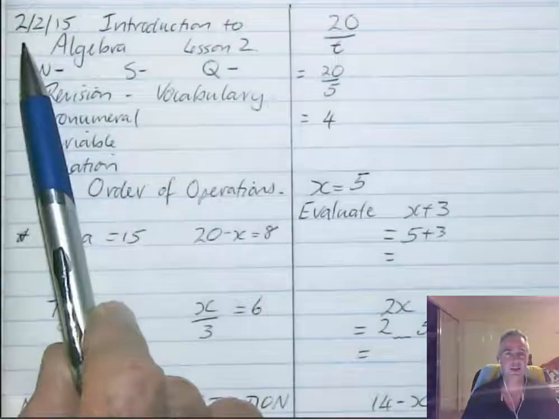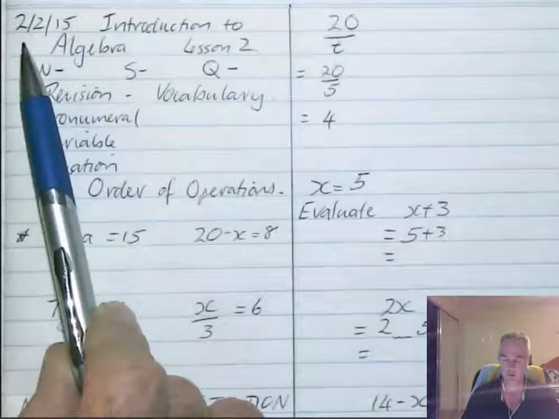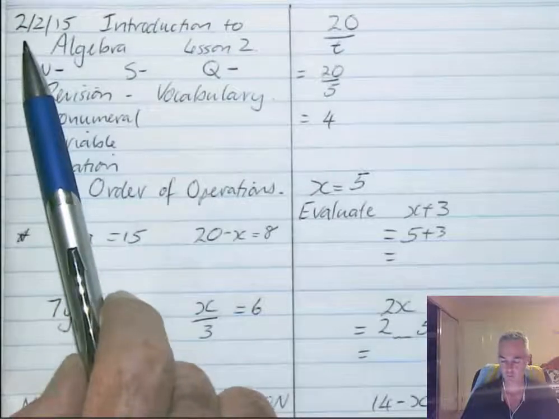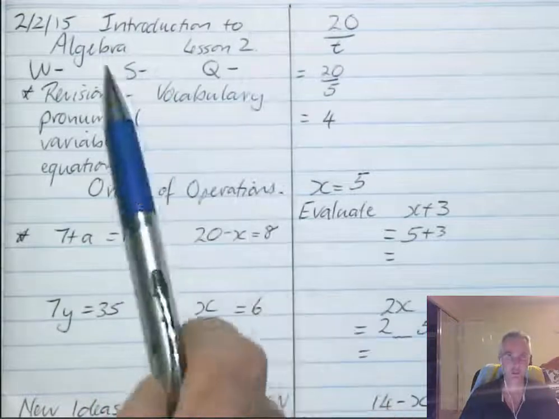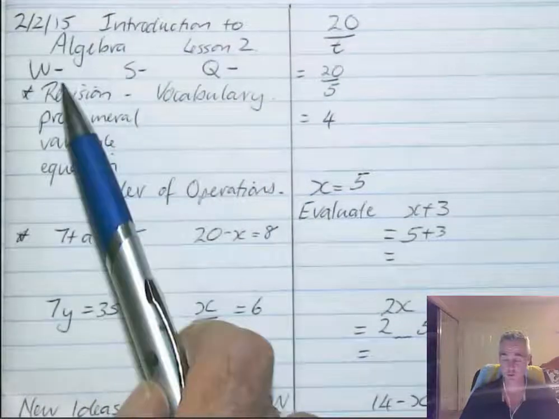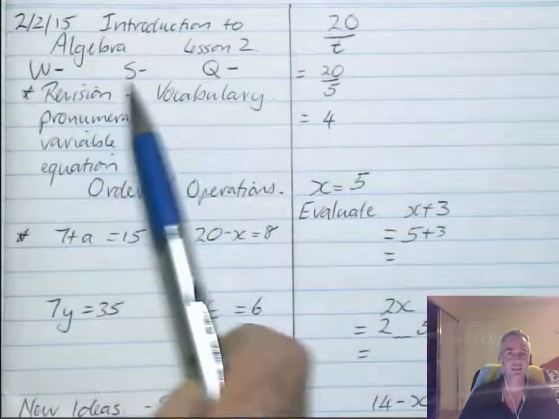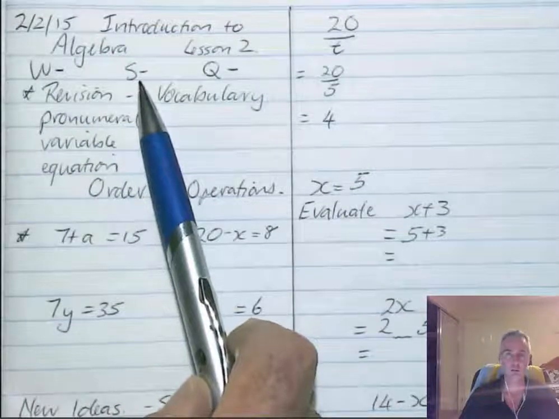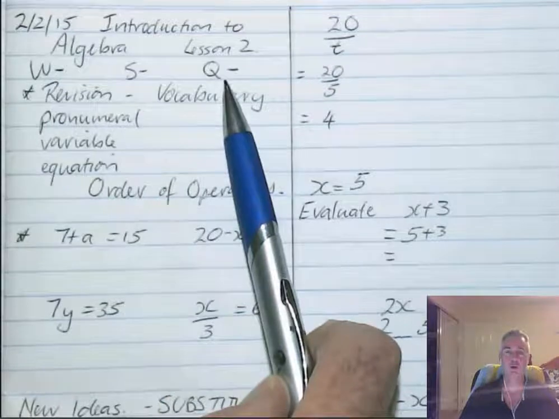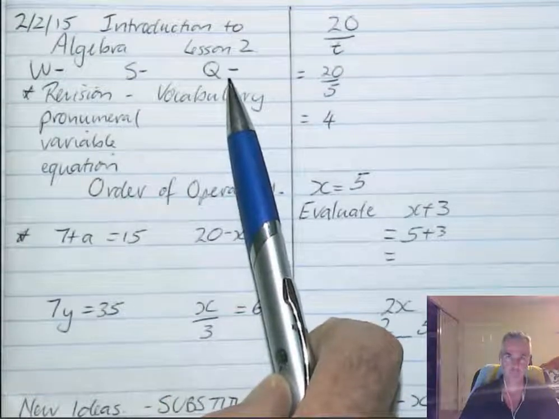Now I'll put the date, as I should do for setting up my book, 2nd of the 2nd, 15. Introduction to Algebra, and this is Lesson 2. I'm going to have a W because I watched the video. I'll be doing S, summarising my video with my 3 points, and writing a question. So that's up to you to have those parts ready.